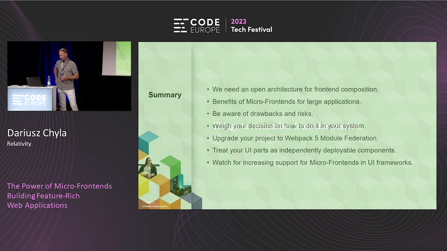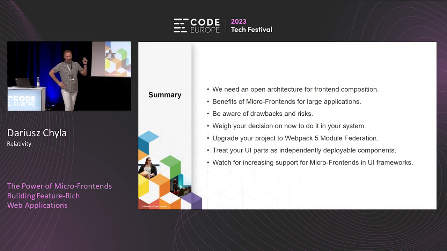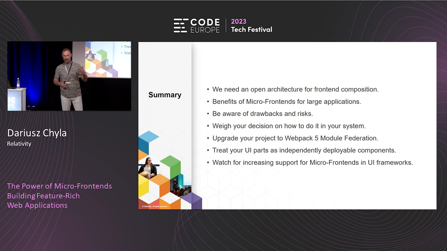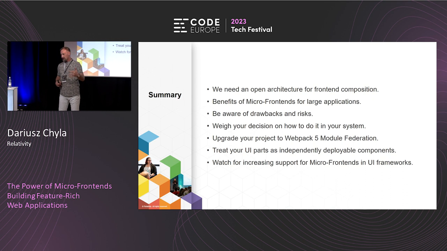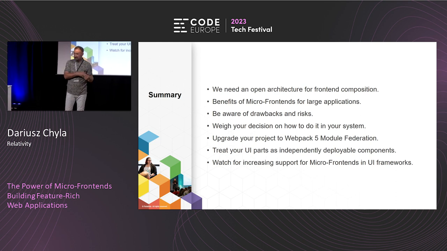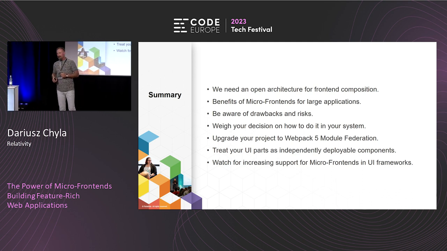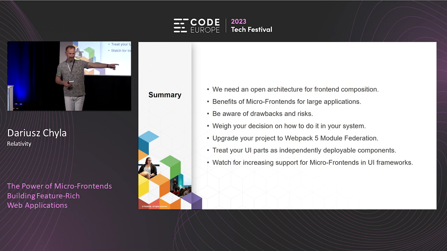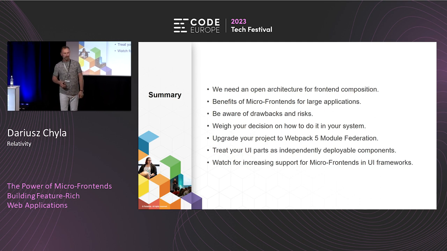Okay, things to remember from the session today. We definitely need open architecture to evolve development of the frontends. We need better composition. There are definitely benefits for companies with large applications from microservices and micro frontends. Be aware of all the risks and challenges that we've discussed. Weigh your decision carefully. I already mentioned Luca did a great job walking you through, by hand, all the decision points.